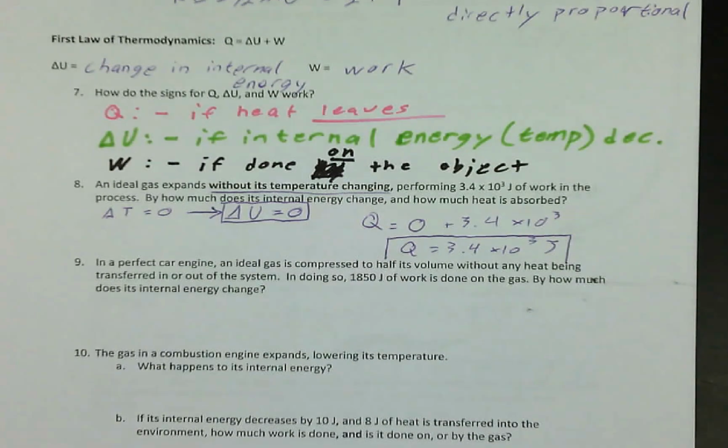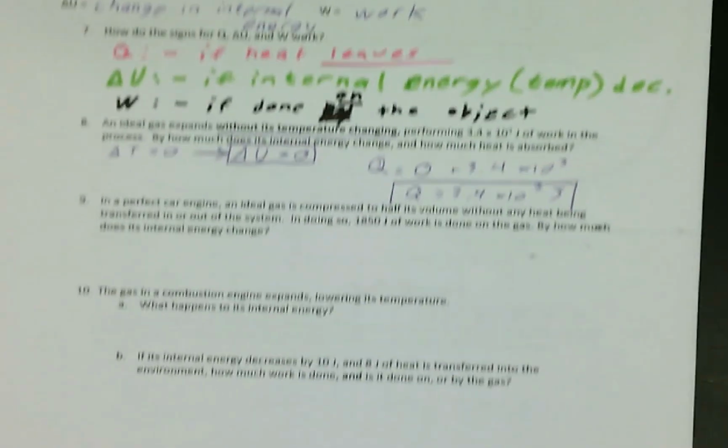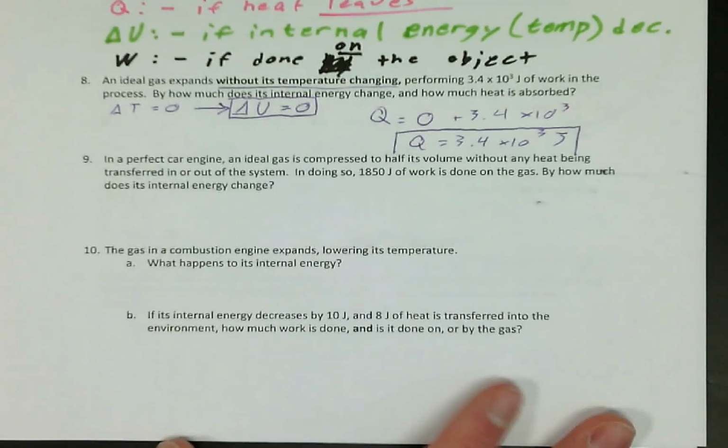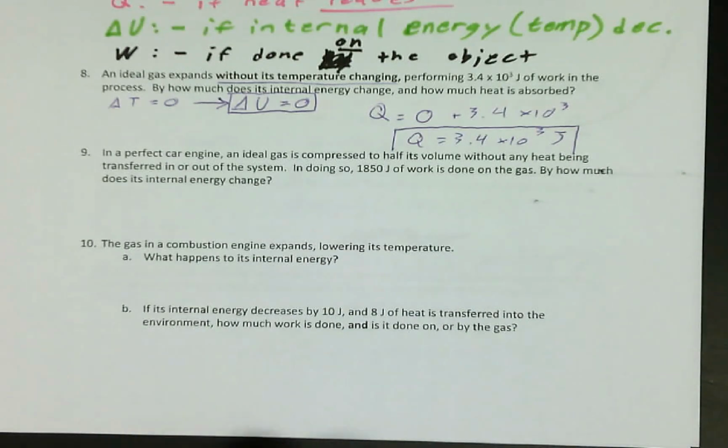All right, just 2 more for you guys to do. In a perfect car engine, ideal gas is compressed by half its volume without any heat being transferred in or out of the system. In doing so, 1,850 joules of work is done on the gas. By how much does its internal energy change? So be careful on the wording. Be careful about directions. See what you can figure out there.